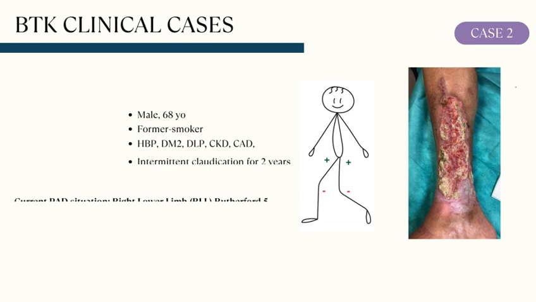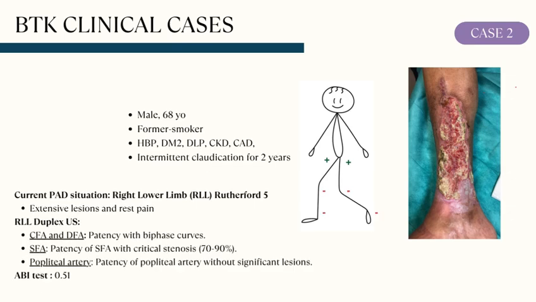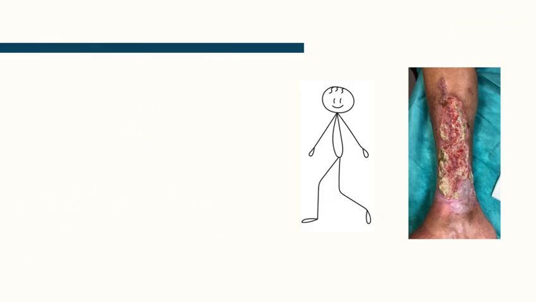dynamics. The second case involves a 68-year-old patient, also a former smoker with the typical pathological history of vascular disease patients. He presented with grade 5 Rutherford obliterative arteriopathy in the right lower limb, with significant ulcerated lesions on the leg, with an ultrasound showing pathology in distal trunks.